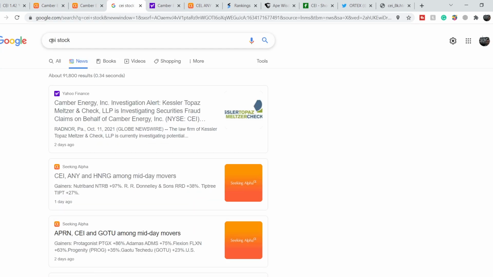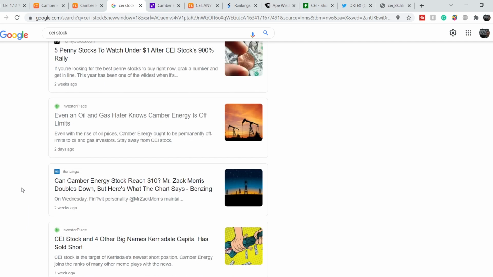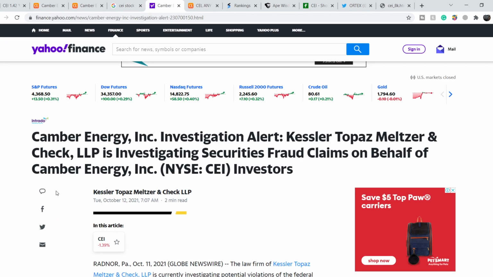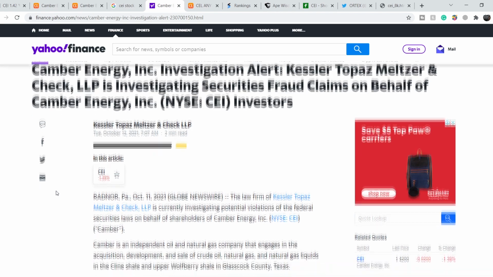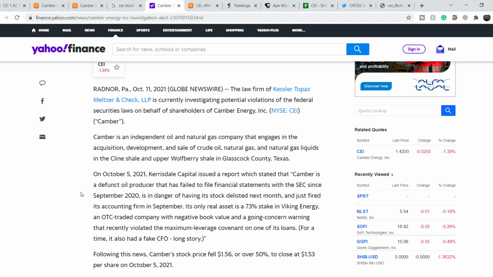If you type in Google CEI stock, you have a lot of news, and the majority of these news, I have to say, almost all of them are quite bearish. And we have the recent investigation that is related to Camber Energy right after the Kerrisdale Capital's report. And that's why we have more bearish pressure on this stock, even from a legal standpoint.